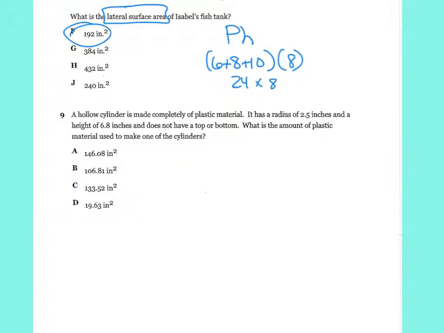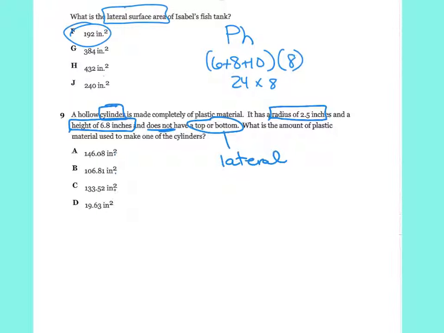Number 9, a hollow cylinder is made completely of plastic material. Cylinder. Has a radius of 2.5 inches and a height of 6.8 inches and does not have a top or a bottom. So that means we're talking about lateral. What's the amount of plastic used to make one of the cylinders?